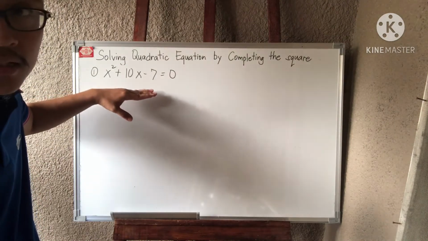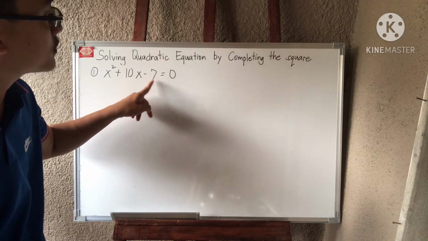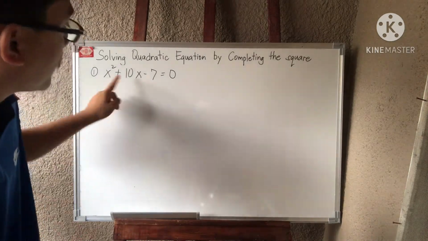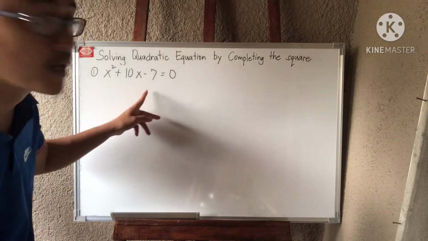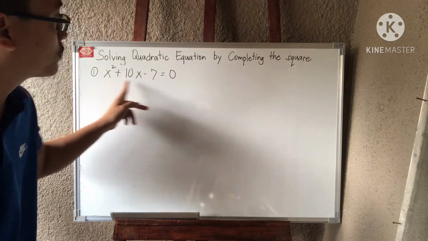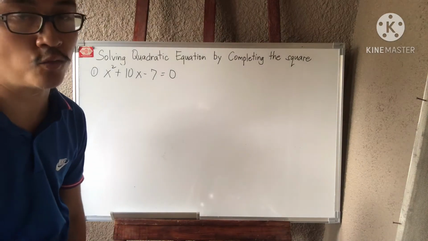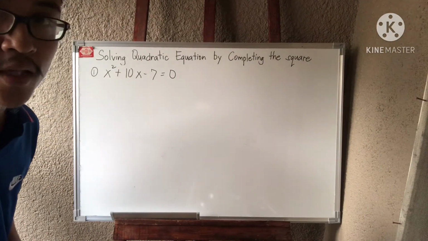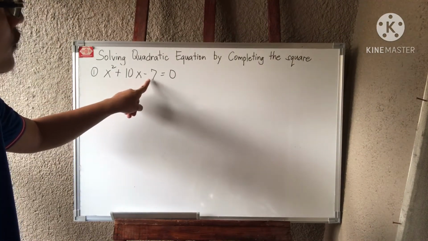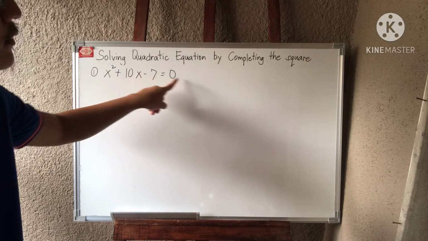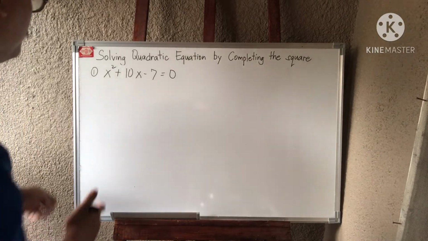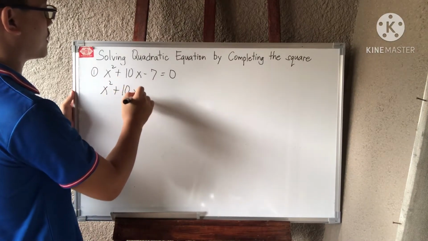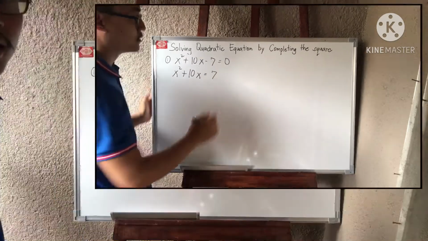Kasi as you can see here, walang factors ang 7. Pag tinimes mo, ang makakapagbigay sa'yo ng sum sa gitna na 10. Diba? Wala. So, ang gagamitin natin dyan is completing the square. So, the first step, pag ganyan na yung given quadratic equation, first step is transpose a constant sa right side. So, this becomes x squared plus 10x equals 7.